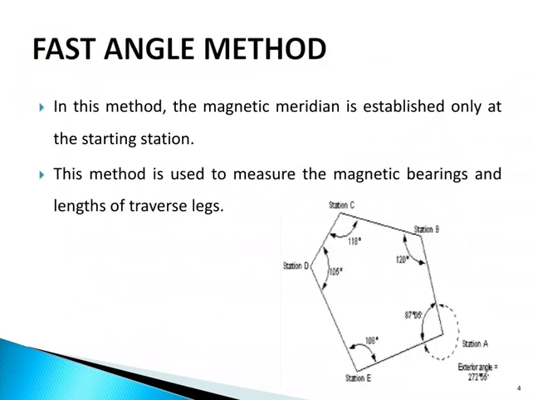So first of all, fast needle method. In this method, the magnetic meridian is established only at the starting station. This method is used to measure the magnetic bearings and length of traverse leg. You can see its formation in the image. The method is called the fast needle method as the vernier remains clamped with respect to the initial setting of the magnetic meridian. So be sure you remember it.